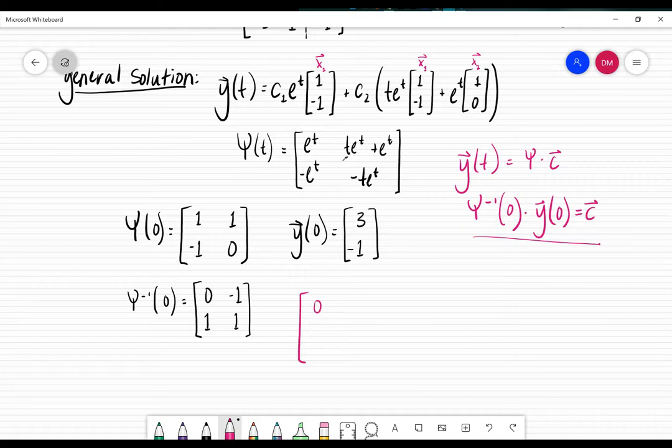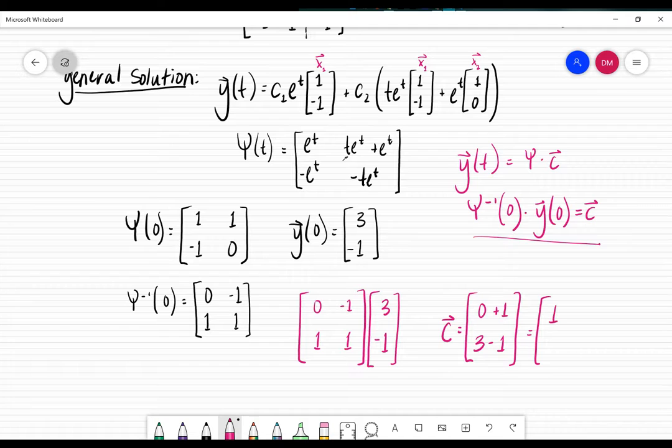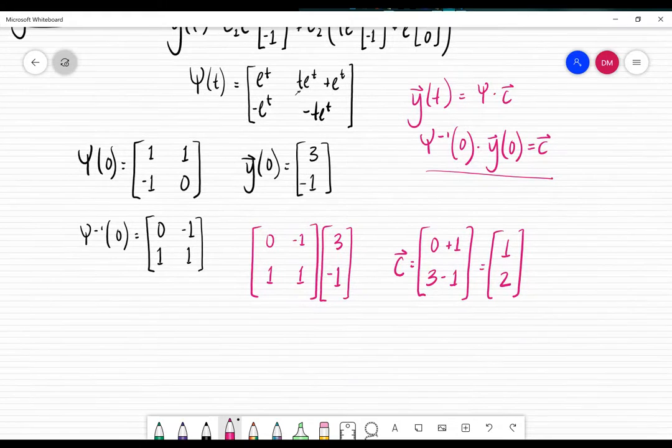So I'm going to take this 0, -1, 1, 1, and I'm going to multiply that by 3, -1. And that would mean that for C, I am doing basically 0 plus 1 for that first element, and then it looks like I'm taking 3 minus 1 for my second element. So I would get my solution here 1, 2 for C1 and C2. Okay, so again, this means that C1 is equal to 1 and that C2 is equal to 2.